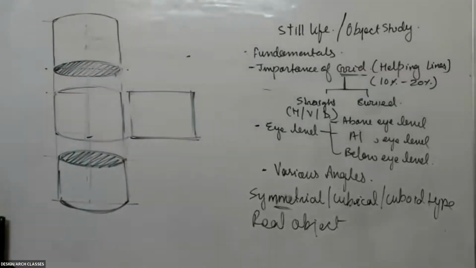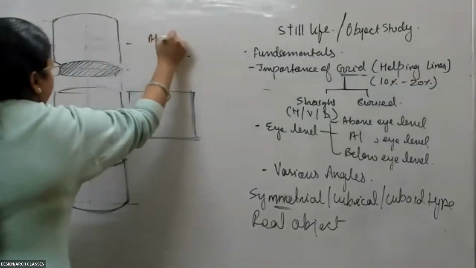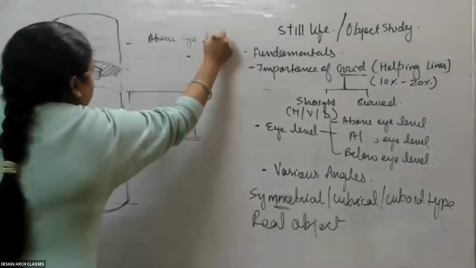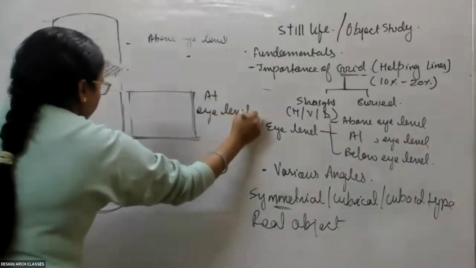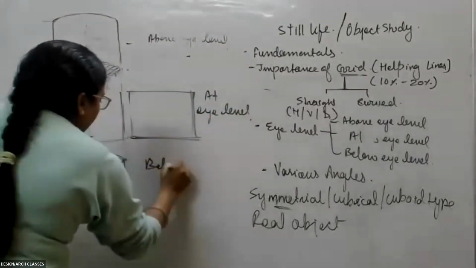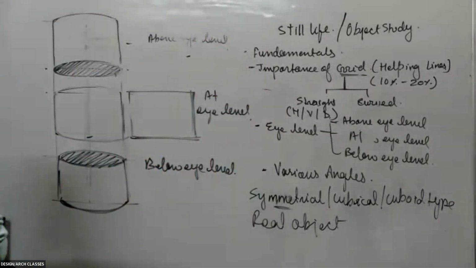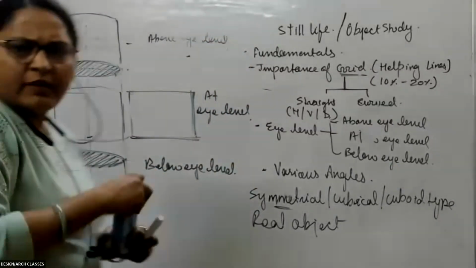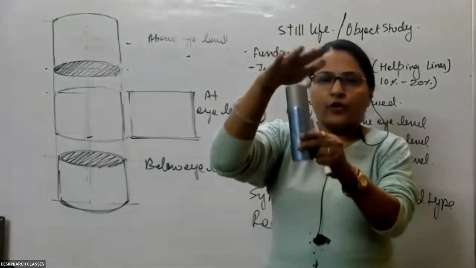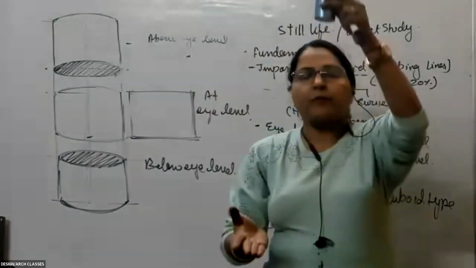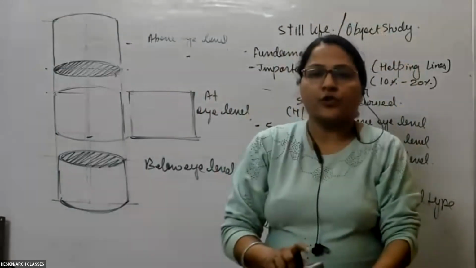So no. I started with a cylinder. I just made sure that this is above eye level. This is at eye level. This is below eye level. I have maybe a bottle here in front of me. So this is at eye level: no top, no bottom visible. Above, I have to look up, so the space. Below, I have to look down, so this top.